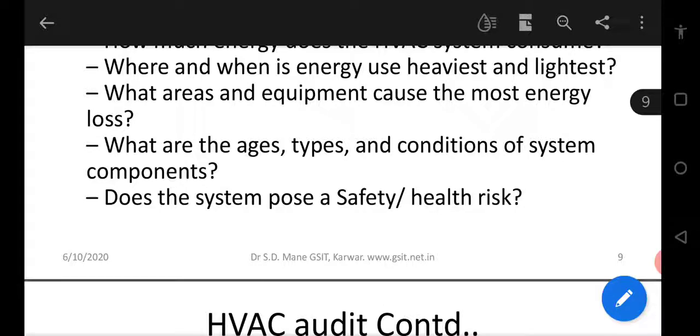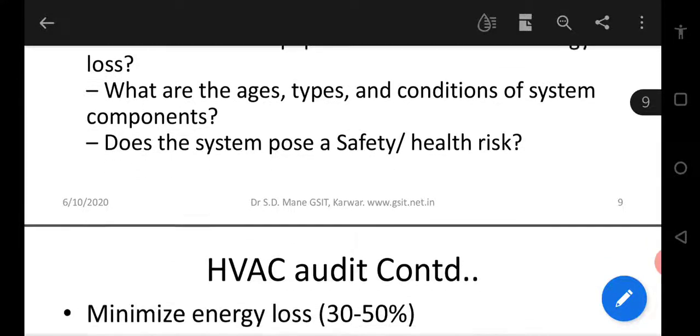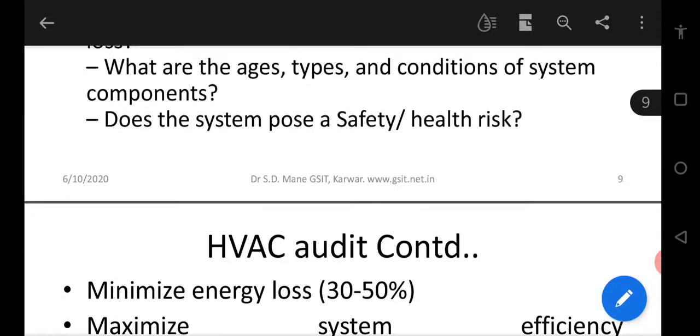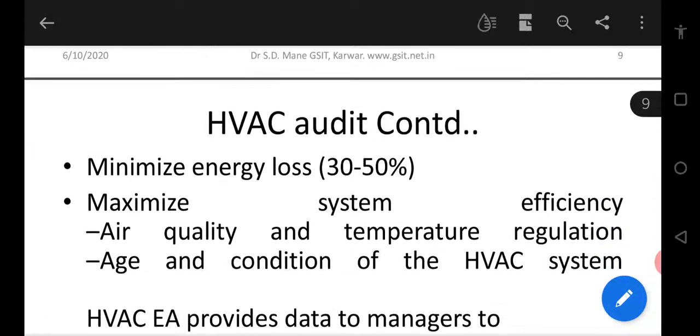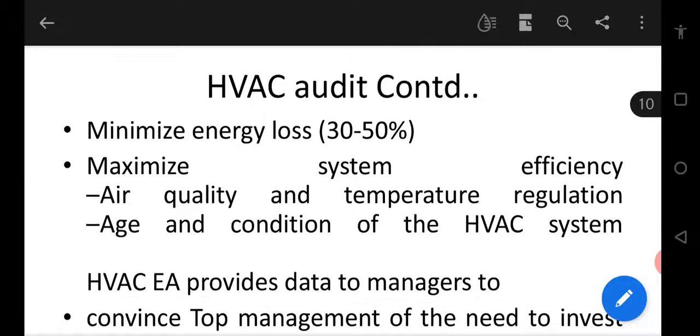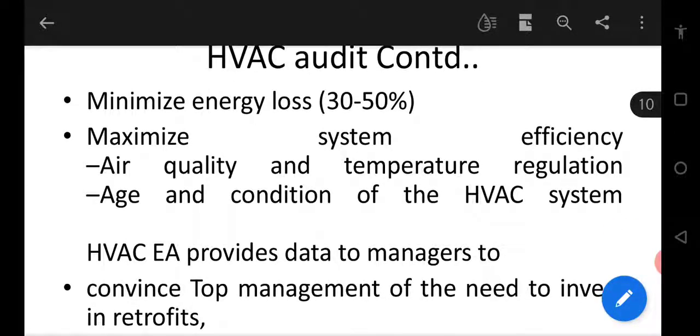And again, the age of the equipment, the type of the equipment, the technology, and safety and health risk. See, as we are discussing energy audits, there are similarly safety audits, environment audits, and fire audits conducted. So safety is also of paramount importance when you are doing these studies. There is a possibility that you can save around 30 to 50% of energy in case it is properly designed, implemented, and managed.